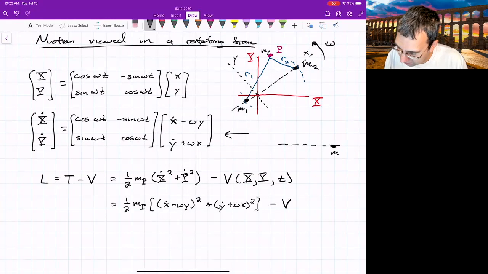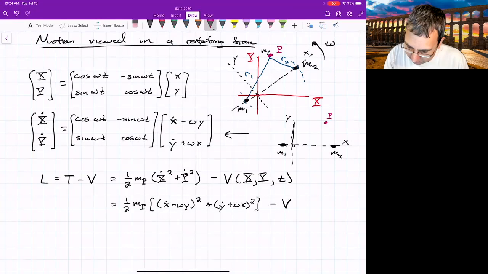Let me draw M2, M1, here's the little x, little y, a particle P. The potential energy at the point P due to the gravitational attraction of both bodies is, we lose time dependence. So now it's a potential energy that doesn't depend on time.